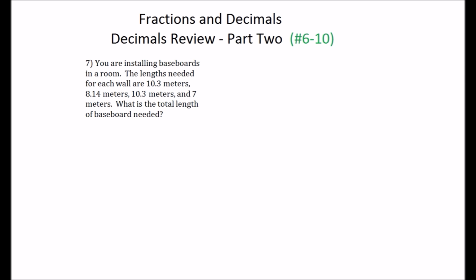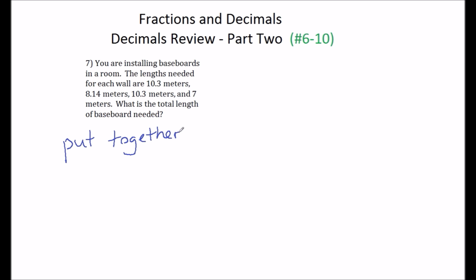Number 7 says, you are installing baseboards in a room. The lengths needed for each wall are 10.3 meters, 8.14 meters, 10.3 meters, and 7 meters. What is the total length of baseboard needed? So here what we're going to do, we're going to put all these lengths together.